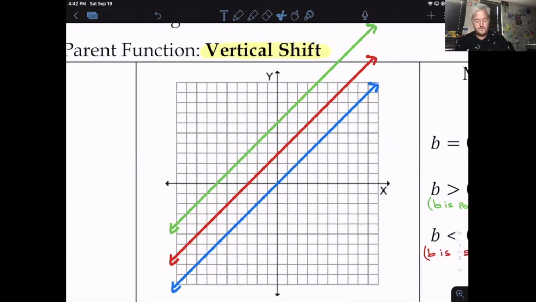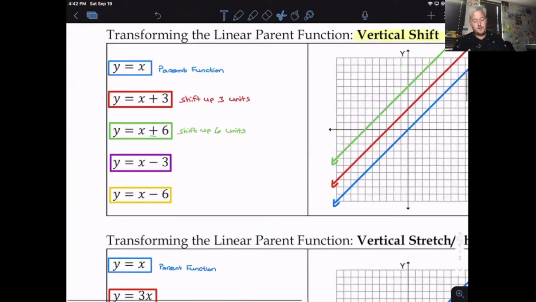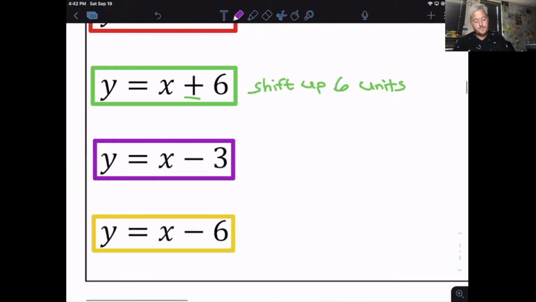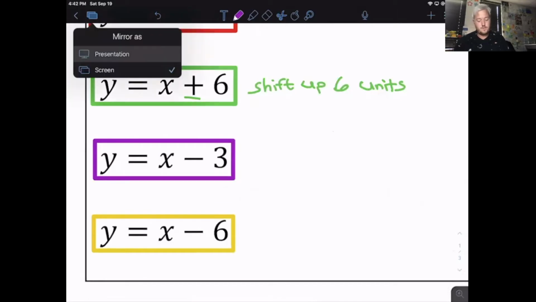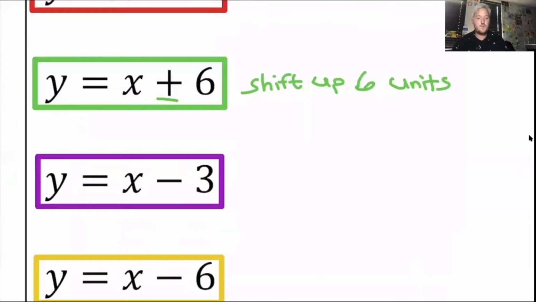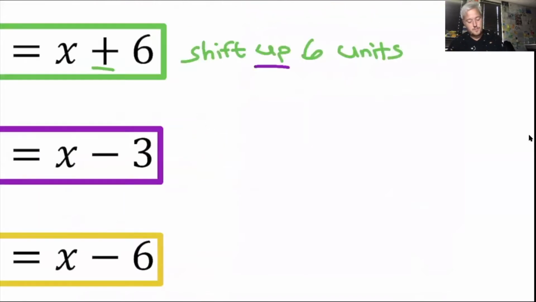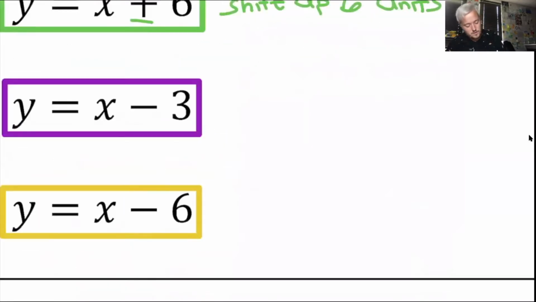All right. So now let's look at the purple. The best color ever. All right, so I'm going to go back to this mode. All right, so now we have minus 3. So now instead of shifting up, we're going to shift down. So this is going to be a shift down 3 units.